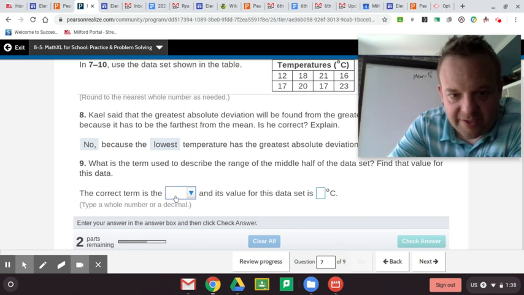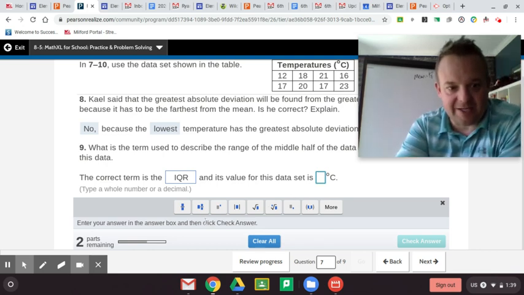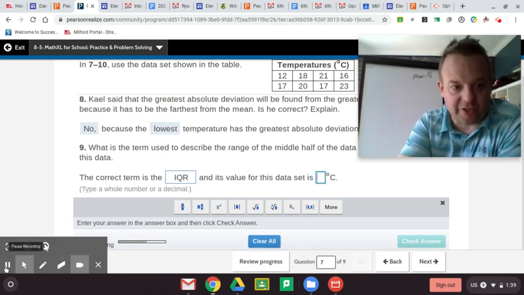The correct term is the blank and its value. Okay. Oh, the range of the middle half of the data. Find the value. So that's the interquartile range, the interquartile range. Now we're going to put them in order from least to greatest. Let me do that in just a snap of the fingers here.